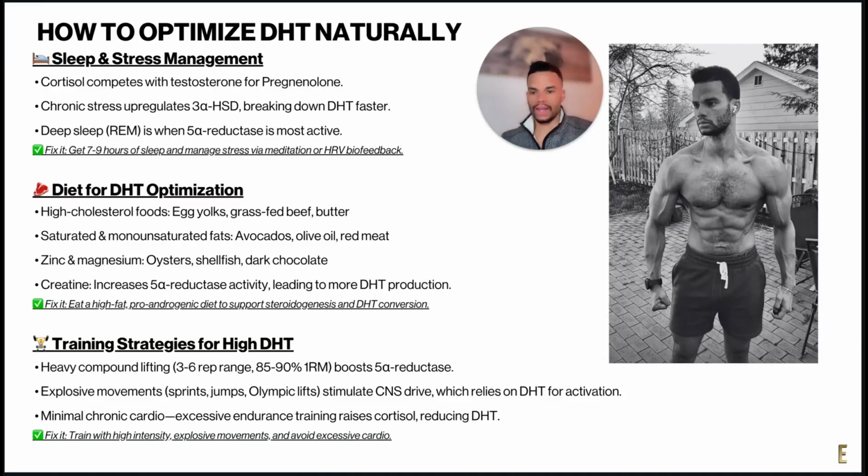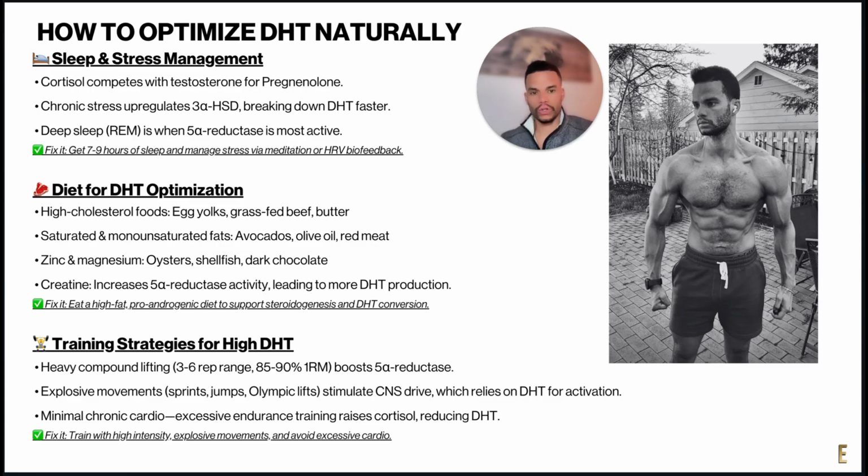When it comes to diet, it's super important for DHT, as you probably guessed. So high cholesterol foods like egg yolks, grass-fed beef, and butter will provide your body with the raw material, cholesterol, to engage in the steroidogenesis process, which will at the end convert testosterone into DHT. You want to make sure you're getting adequate levels of saturated and monounsaturated fats. So things like olive oil, avocados, and red meat are essential for DHT production, as well as zinc and magnesium. Oysters, shellfish, and dark chocolate are good sources of this.